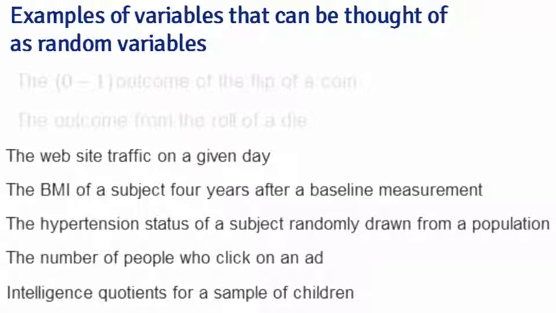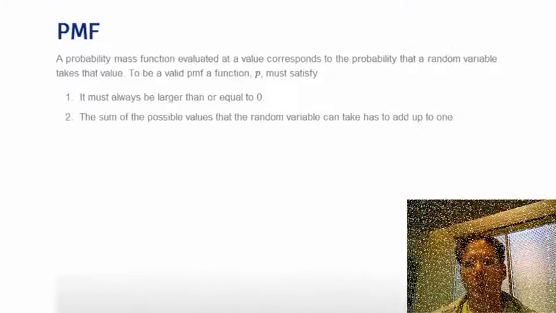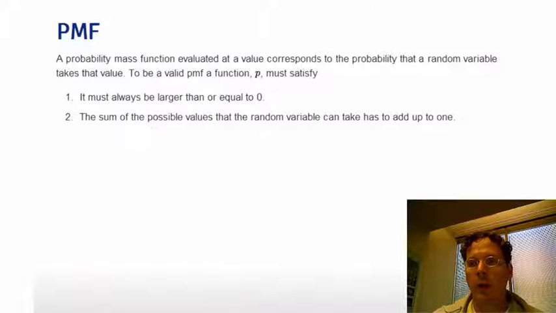The number of people who click on an ad, again, is another discrete random variable, but an unbounded one. But still, we would assign a probability for 0 clicks, 1 click, 2 clicks, 3 clicks, and so on. Intelligence quotients are often modeled as continuous. When we talked about discrete random variables, we said that the way that we're going to work with probability for them is to assign a probability to every value that they can take.